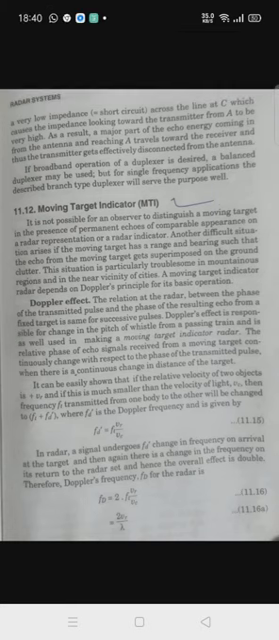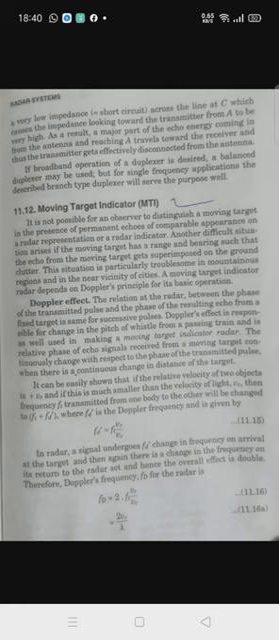The relation at the radar between the phase of the transmitted pulse and the phase of the resulting echo from a fixed target is the same for successive pulses. Now, it is not possible for an observer to distinguish a moving target in the presence of permanent echoes of comparable appearance on the radar representation or radar indicator.